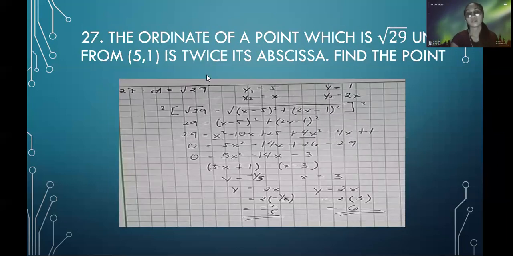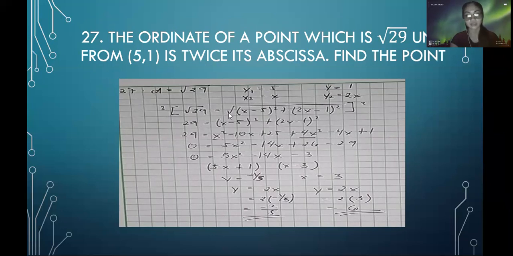So number 27, the ordinate of a point which is square root of 29 units from 5 and 1 is twice its abscissa. Find the point. So the formula is distance formula. So using distance formula again. So the value of x sub 1 is 5, x sub 2 is x, y sub 1 is positive 1, and y sub 2 is 2x. Substitute the value of the respective variable.